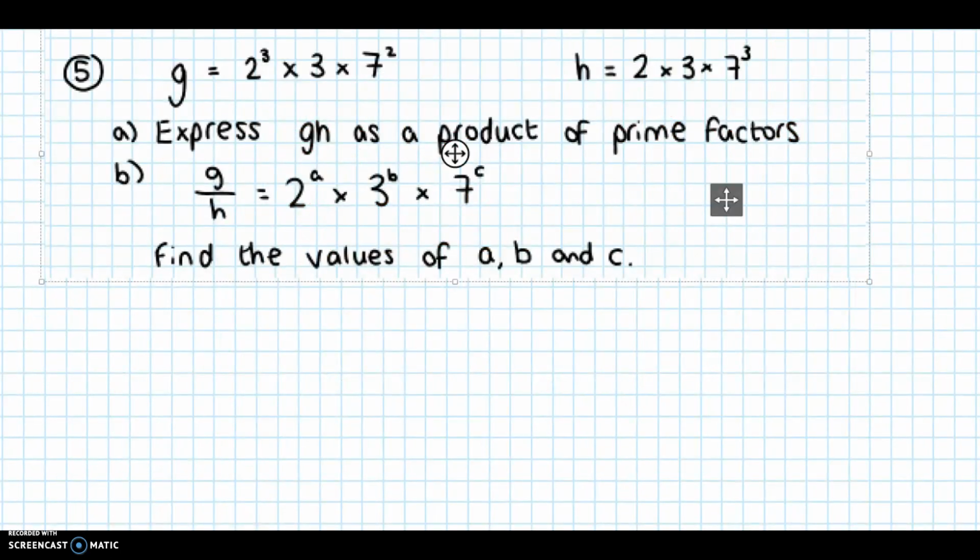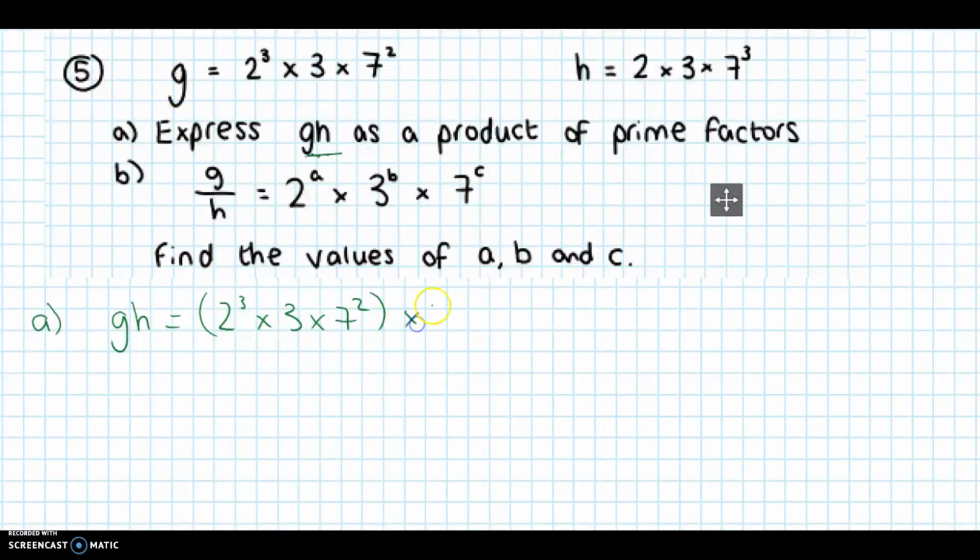Okay, question 5. It's asking to express GH as a product of prime factors. So GH means G times H. So what they're asking you to do is say what would G times H be? So that would be 2 cubed times 3 times 7 squared, because that's G. And then I'm going to multiply that by H, which is 2 times 3 times 7 cubed. And I want this as a product of prime factors, so I want to leave it as this multiplying together.